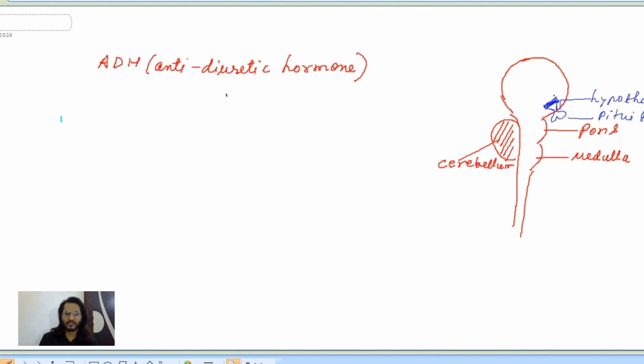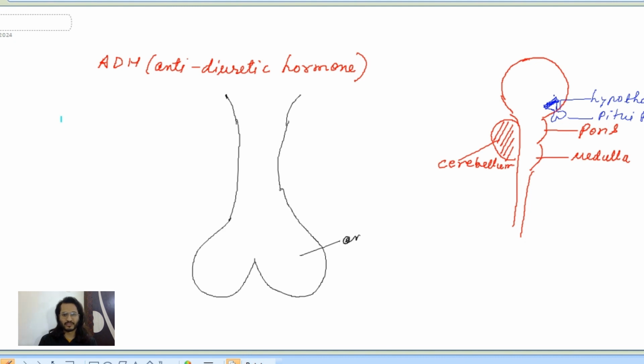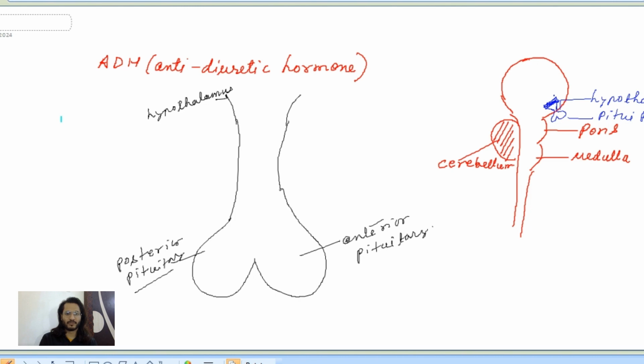Let's understand the structure in detail. This is the hypothalamus part, and this is our pituitary gland. This is the posterior pituitary, and this is the anterior pituitary gland. The posterior pituitary is also called the pars nervosa, or you can say neurohypophysis. This part is the hypothalamus, the part of our nervous system.